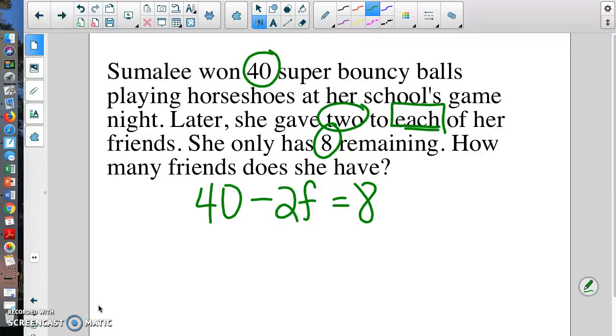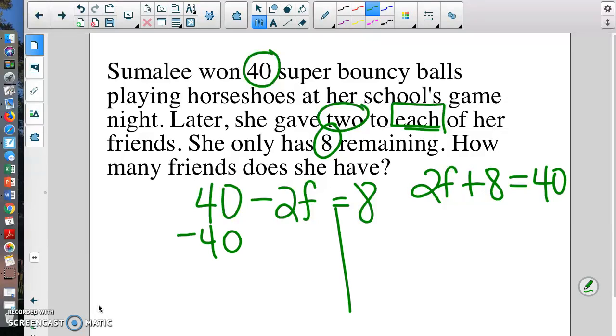Or you could say, if you take the 2 for each friend plus the 8 she has left, it gives you the total of 40. Either one of those would work. So I'm going to have to subtract the 40 to cancel that out. Subtract 40 on the other side. I have a small number minus a big number, so I have to go to the side and actually do 40 minus 8. When you do that, you'll get 32.